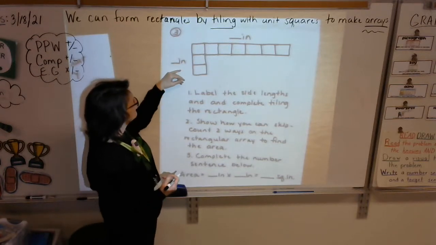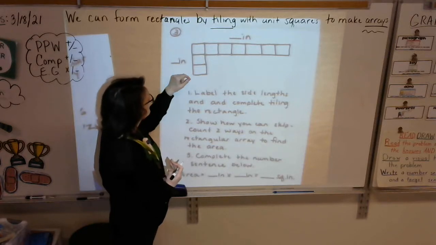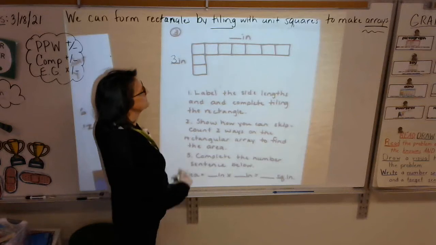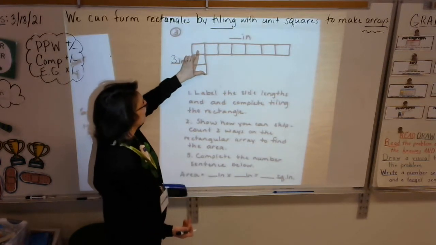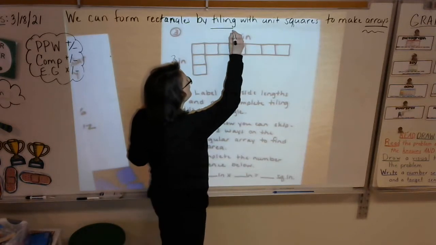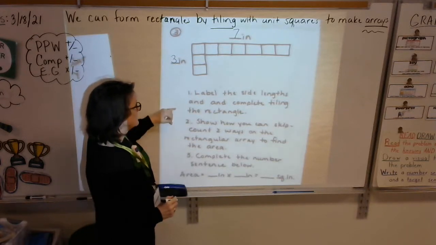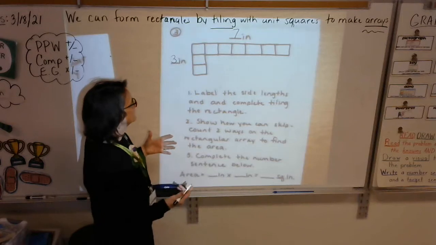So let's start with this side here. Remember, I can find the side length by counting the number of tiles on a side. So 1, 2, 3 tiles. So that is 3 inches. And then I can find this side length by counting the tiles going across. 1, 2, 3, 4, 5, 6, 7. So that is 7 inches. So first thing we're going to do is label the side lengths and complete tiling the rectangle. Well, we labeled the side lengths. Now we have to complete tiling.